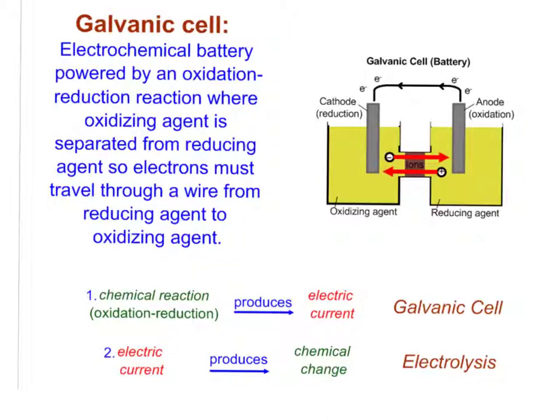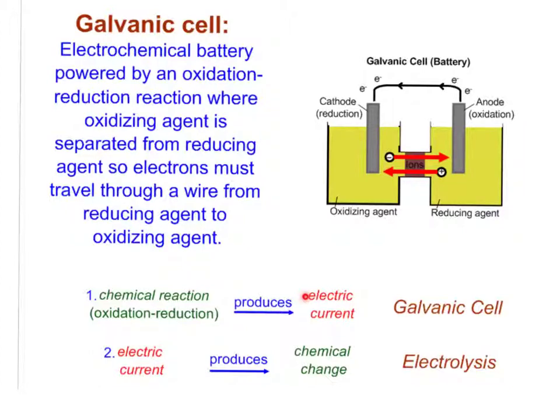So to review, we have just looked at what a galvanic cell is, an electrochemical battery. It is powered by a redox reaction where we separate the oxidizing agent from the reducing agent. We have to separate them so that we can get work done. Electrons then must travel through the wire from the reducing agent to the oxidizing agent. That is called the galvanic cell. We are using that redox reaction to produce an electric current.